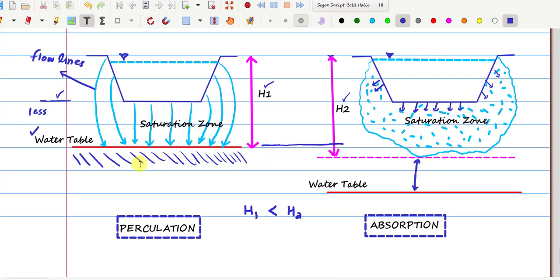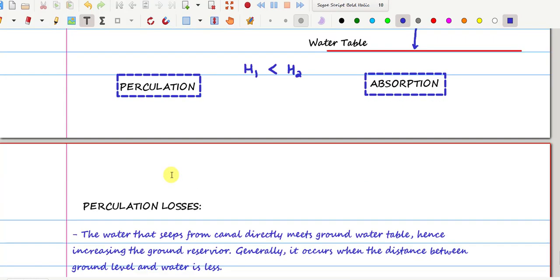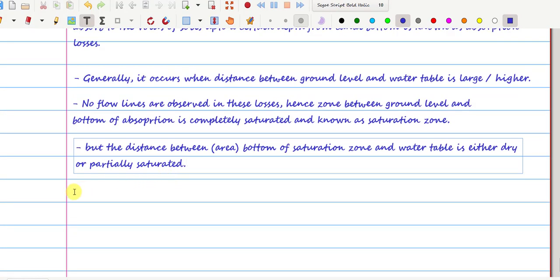But in case of percolation, the whole area between the bottom of the canal and the water table is fully saturated. So this is another difference. The next point is that you can say it is partially saturated, or you can say it is capillary saturated. Right.